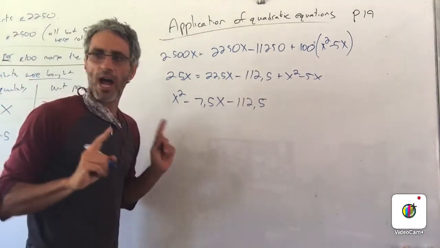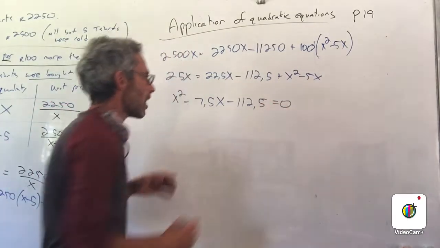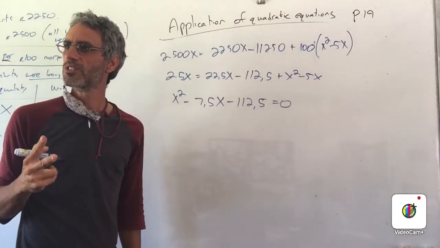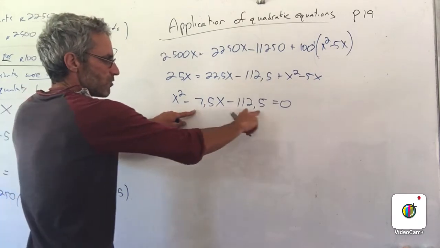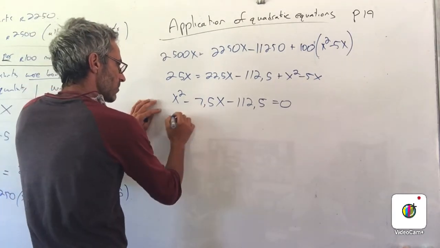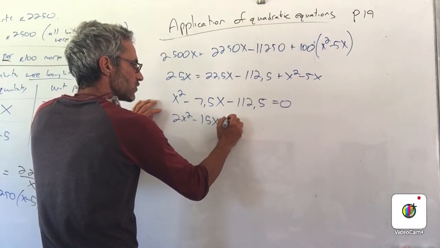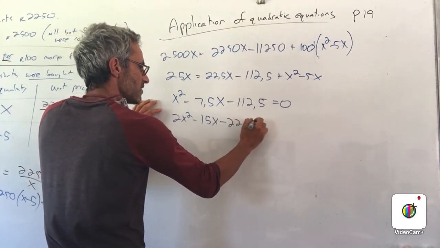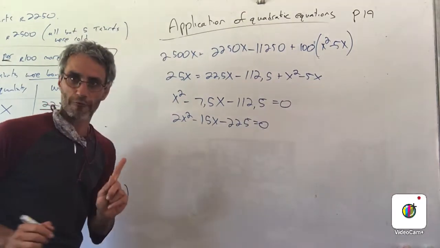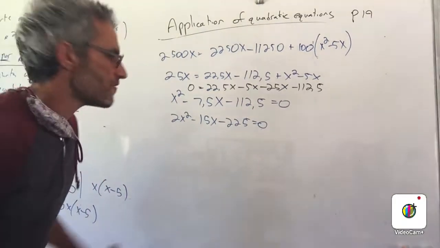What I would do now, that's equal to 0, obviously, I'll multiply everything by 2, because then that will get rid of those decimal places. So I'm going to write 2x squared minus 15x minus 225 equal to 0. Let me check that I've got it right, and then we'll move on. Now we've got an equation here.